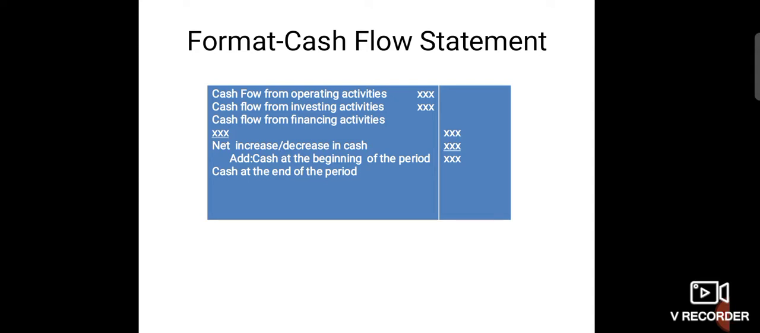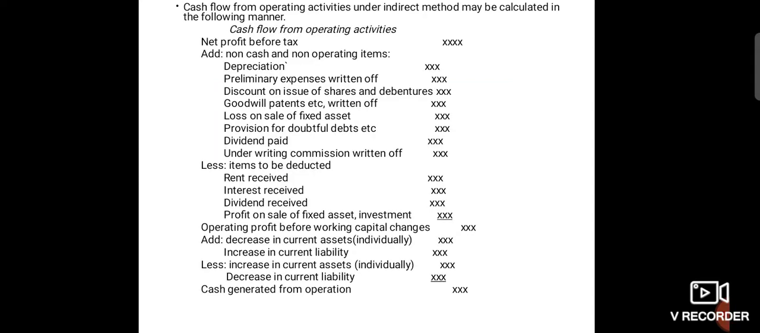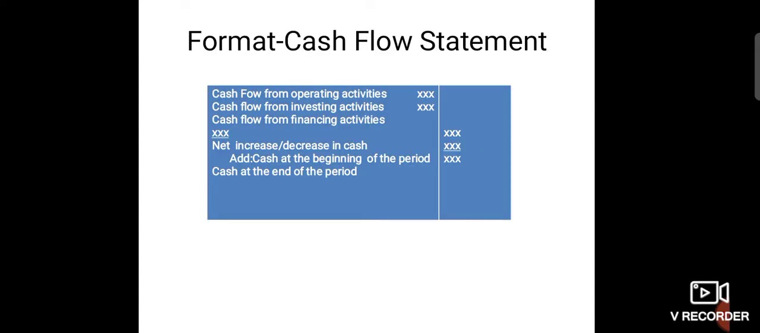Okay, only cash flow from operating activities has a working. That means this format has to be done. The other ones you have to write like this only: cash flow from investing and cash flow from financing. Thus we will get three cash flows: cash flow from operating, cash flow from investing, and cash flow from financing. Once we get these three, we have to add them all, and that will be the net increase or decrease in cash.